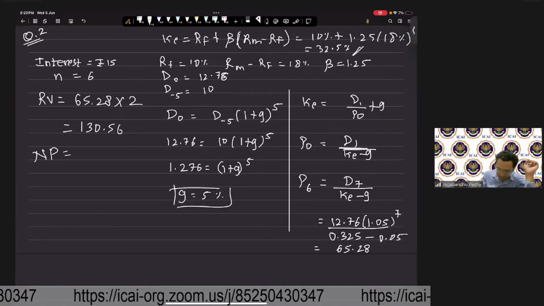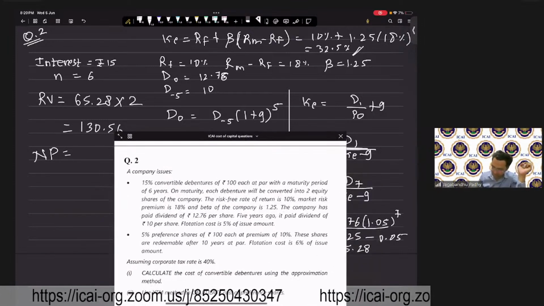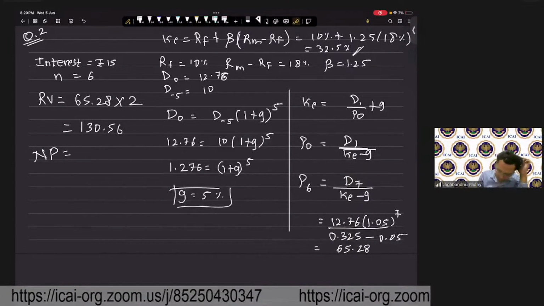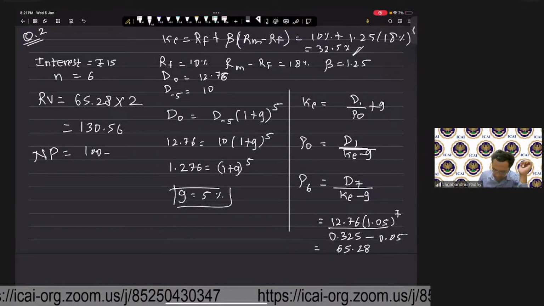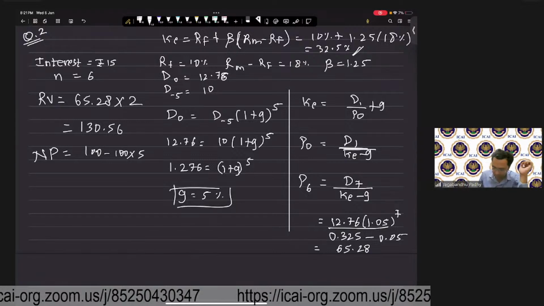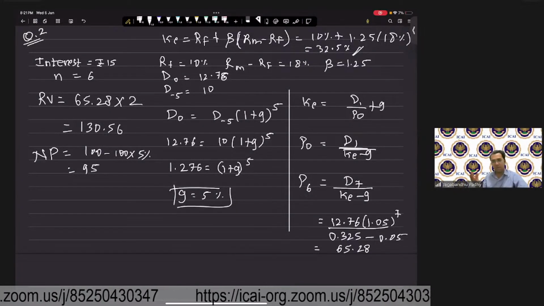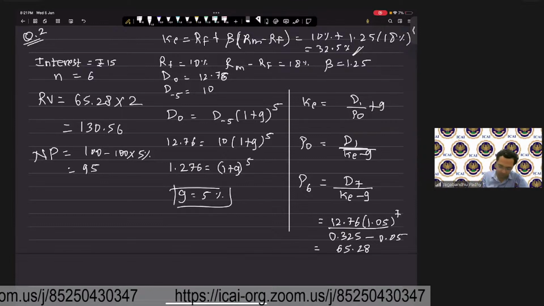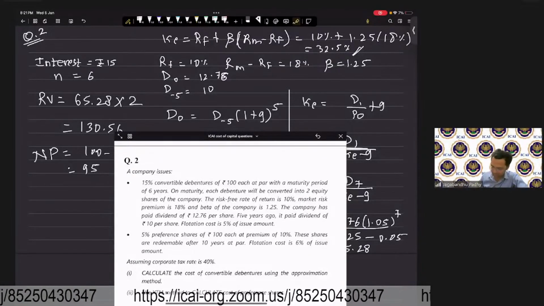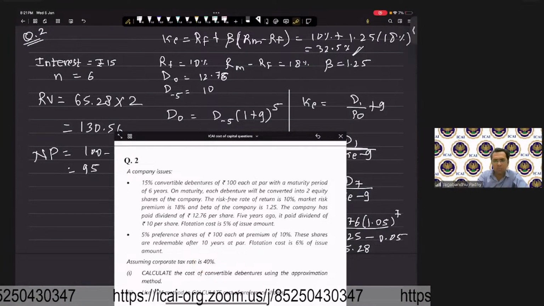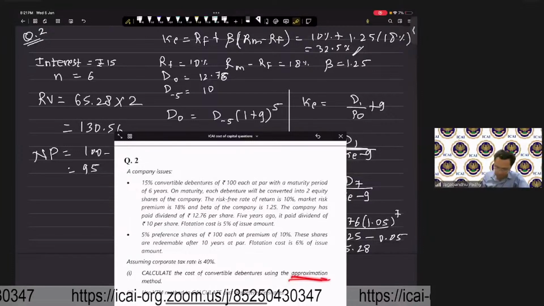And net proceeds in this case, as the question says, flotation cost is 5% of the issue amount. So of course, we might be issuing this at face value. On that, you are going to reduce 5%. So net proceeds is basically 95. We have the interest, the redemption value, the net proceeds, and we have the tax rate also. Yes, the tax rate is assumed to be 40%.